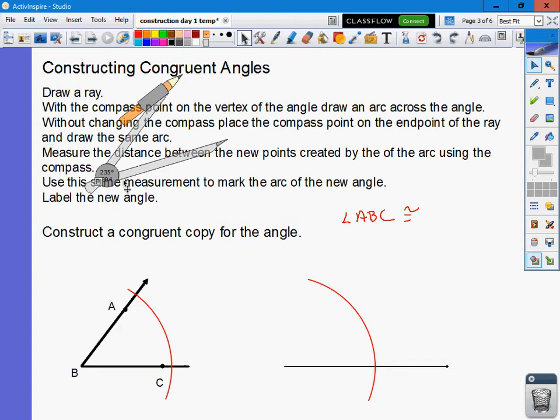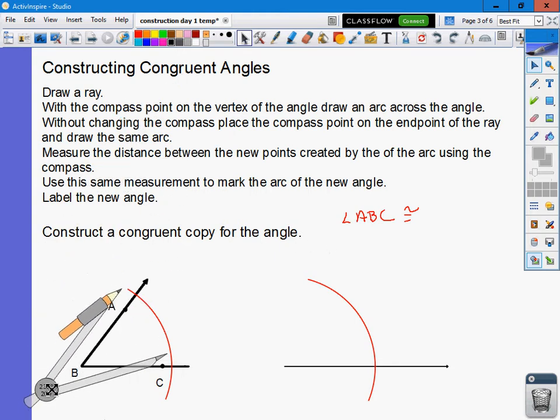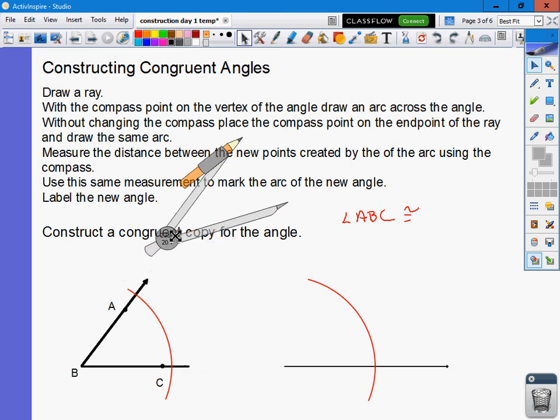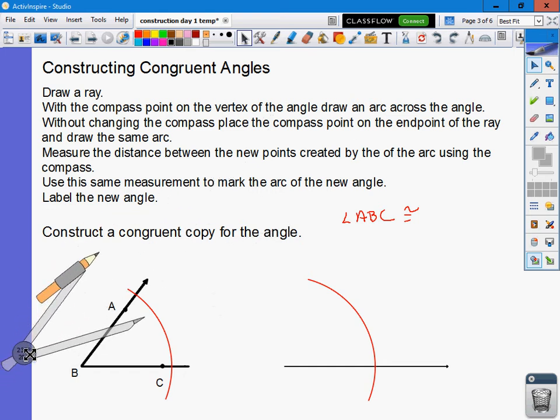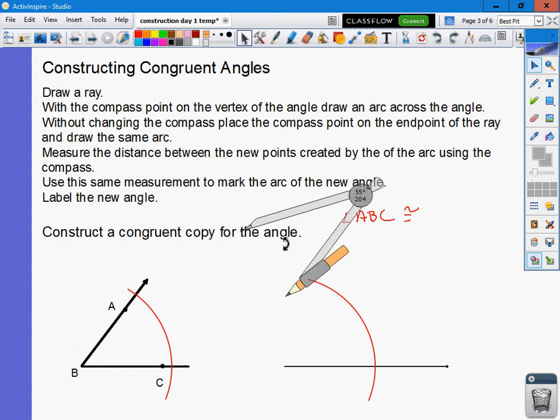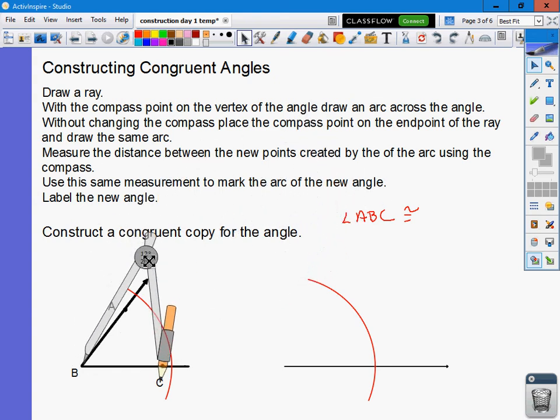Okay. Just back up here so that you can see what I did. Everybody got the two arcs that are here, correct? We're this far. Hey, how do you get the first arc? Okay. The first arc, you draw the ray, and you put the compass point on the vertex of an angle and draw an arc across the angle. So I came down here. Let me rotate this. I came down and put it on the vertex.